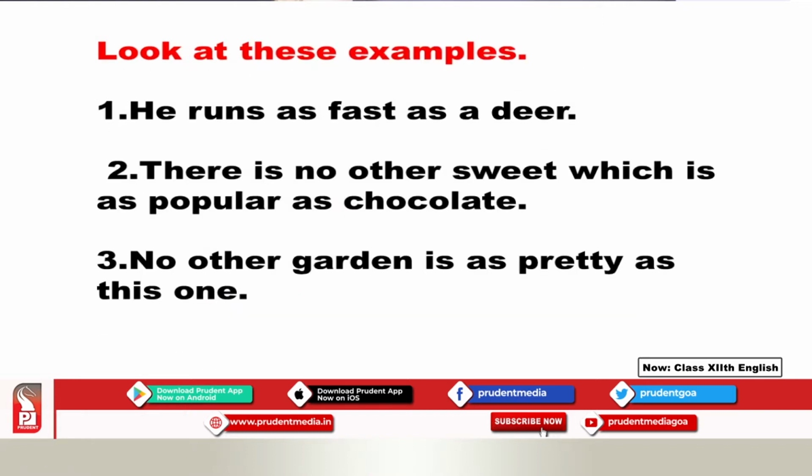Look at these examples. The first, he runs as fast as a deer. Second, there is no other sweet which is as popular as chocolate. And the third, no other garden is as pretty as this one. Look at the patterns of the sentences.